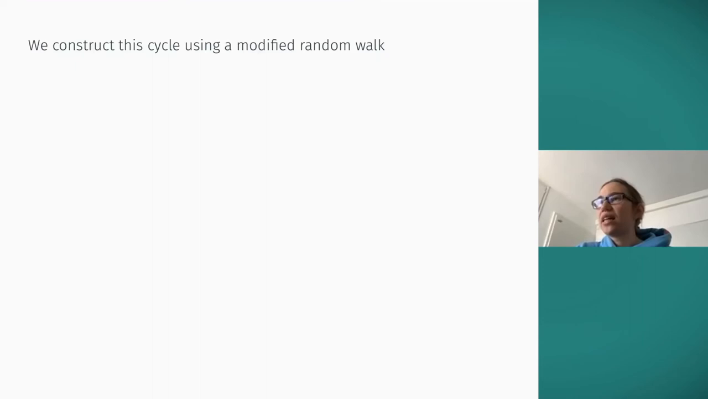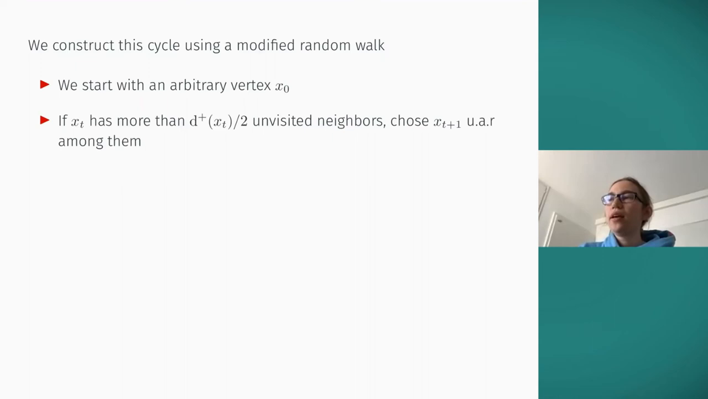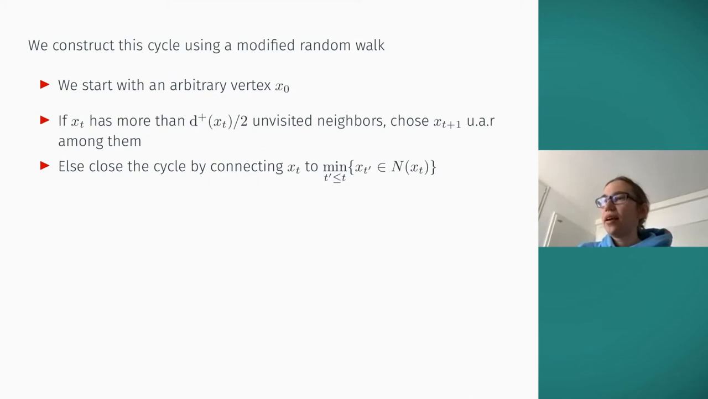Okay, I also want to give you just some ideas on how we prove this, because I think it's really nice. So we use randomness here. We create the cycle using some modified random walk. We start at some arbitrary vertex x0, and then we keep walking. And at any point, as long as the vertex we're currently in has more neighbors that are not visited yet than it has visited neighbors, we choose one of the unvisited neighbors uniformly at random. And if we have too many neighbors seen already and very few unvisited neighbors, then we just close the cycle to the earliest neighbor on the path.